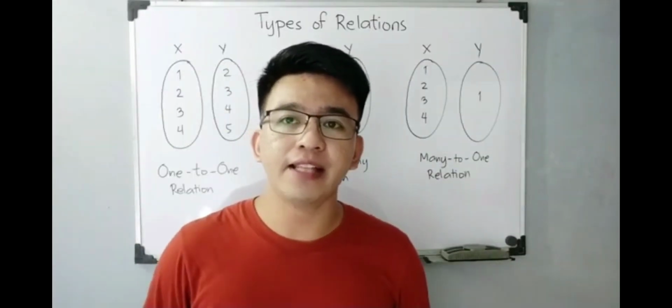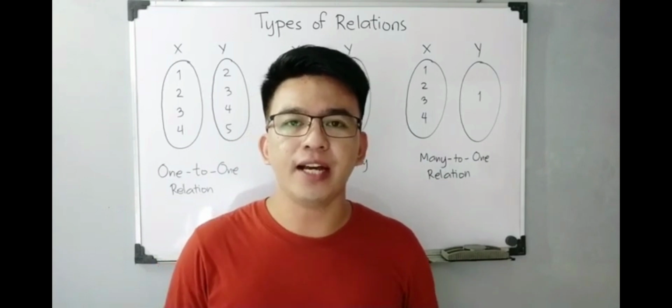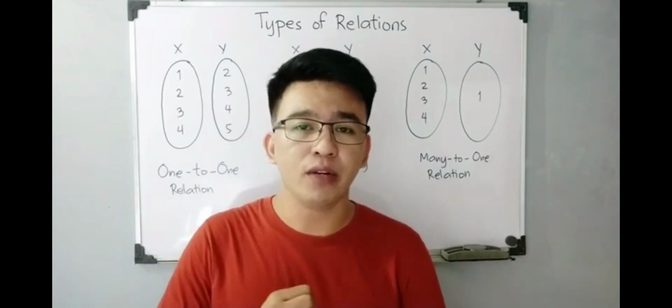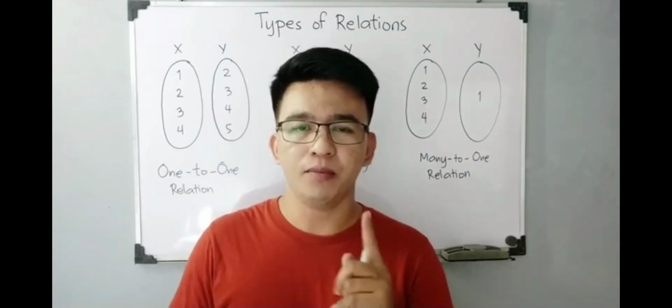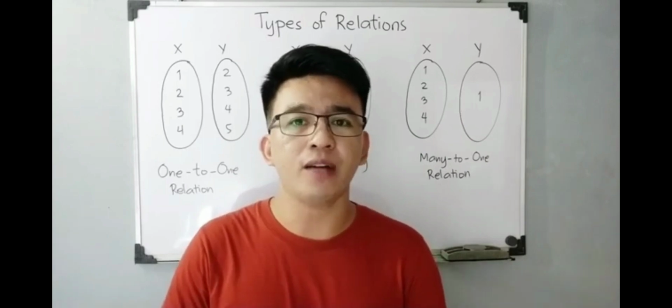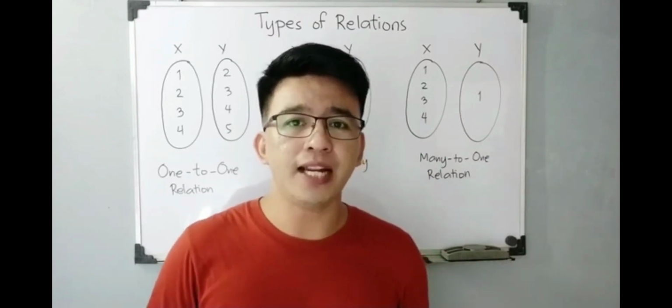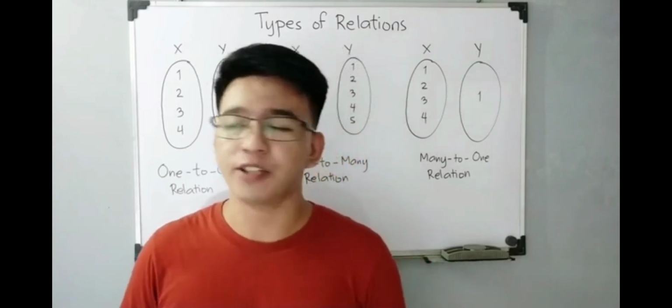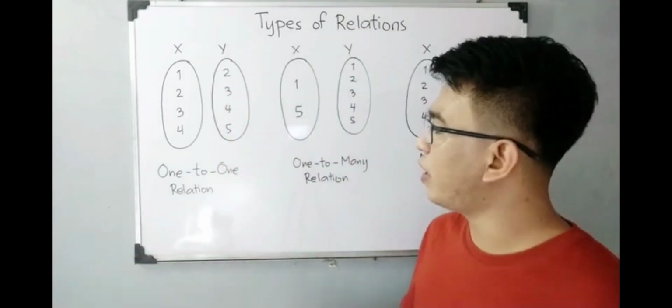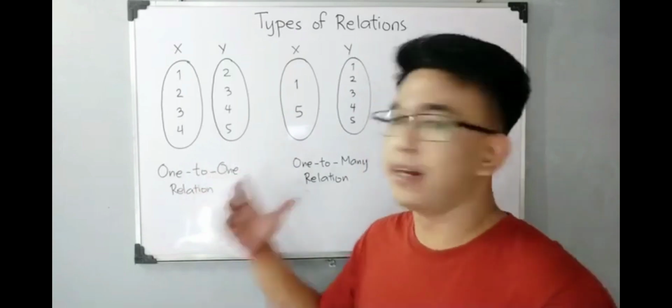Now let's have the different types of relation. Kung kanina, we have defined what is a relation, the domain, range, and we already talked about the different ways on how to represent a relation. Ngayon naman puntahan natin yung different types of relations. We have here the first one, which is yung one-to-one relation.